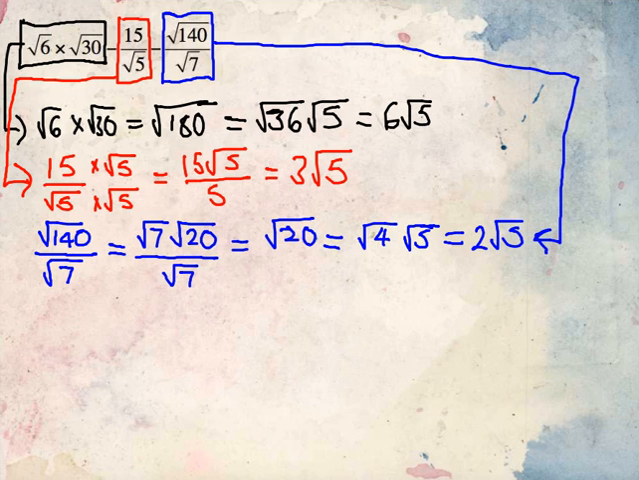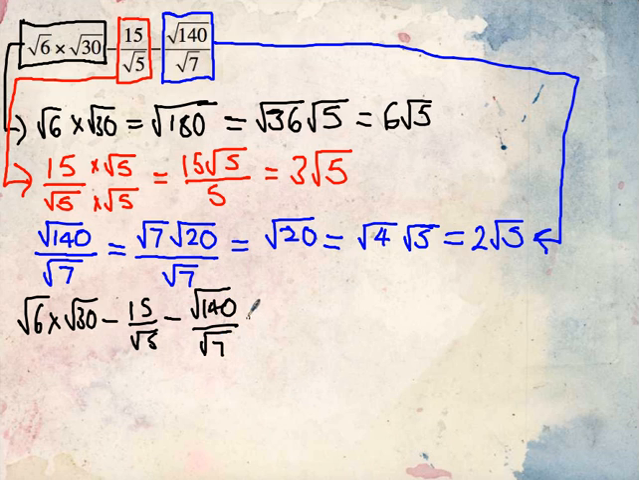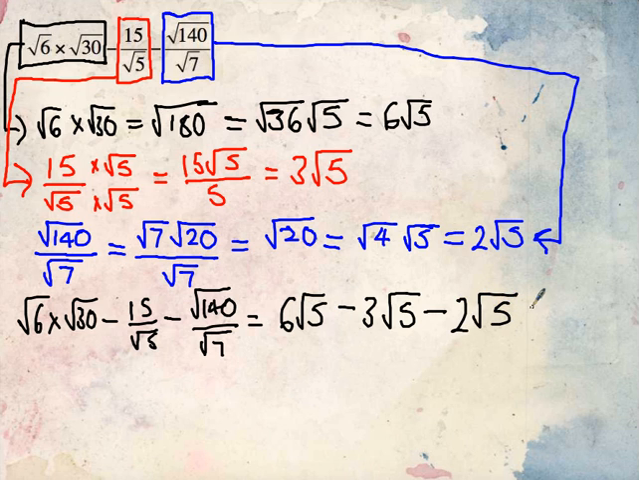Now, writing this out in the end: root 6 times root 30 minus 15 over root 5 minus root 140 over root 7 is equal to, well, root 6 times root 30 was 6 root 5, minus 15 over root 5 was 3 root 5, minus root 140 over root 7 is 2 root 5. Now I'm just collecting terms: 6 root 5, take away 3 root 5, which is 3 root 5. Take away another 2 root 5 just gives me an answer of root 5.